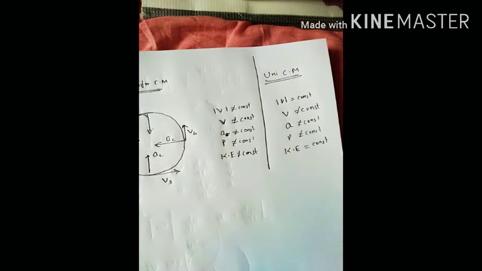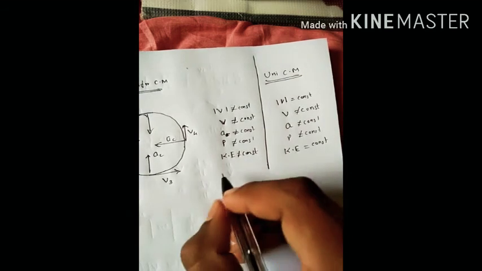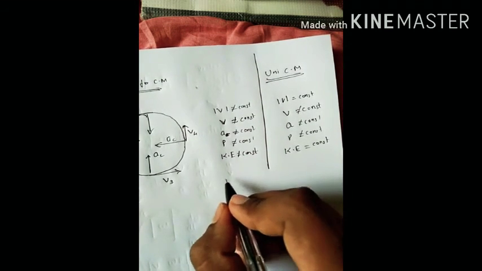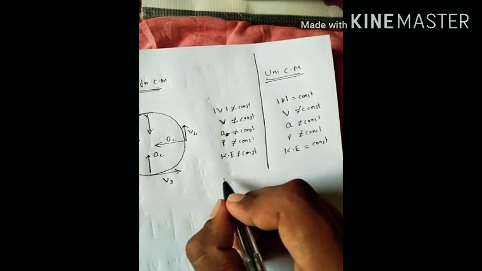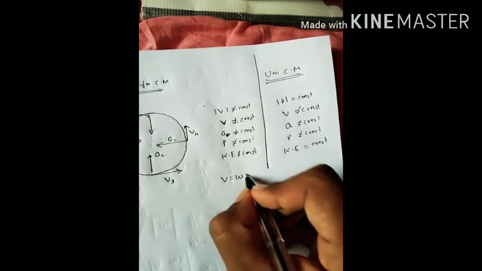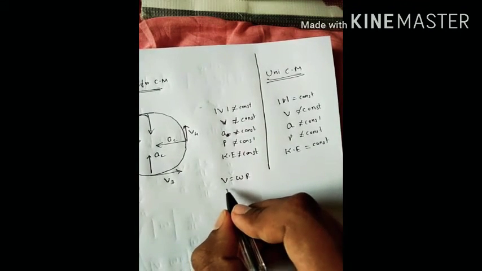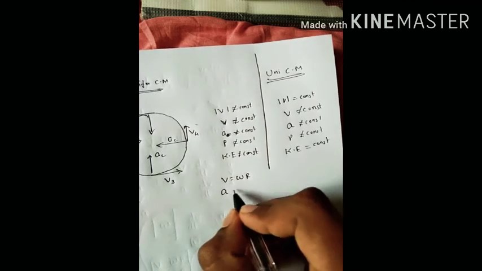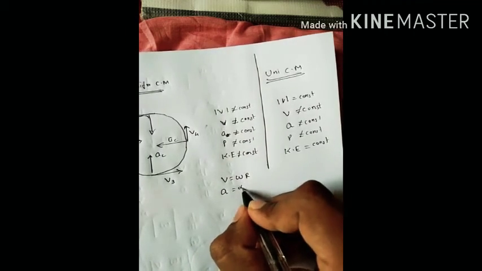There's a difference between that. But what happens to the parameters? We already discussed this. I'm just revising the formula. Velocity equals omega into r, and acceleration equals alpha into r.